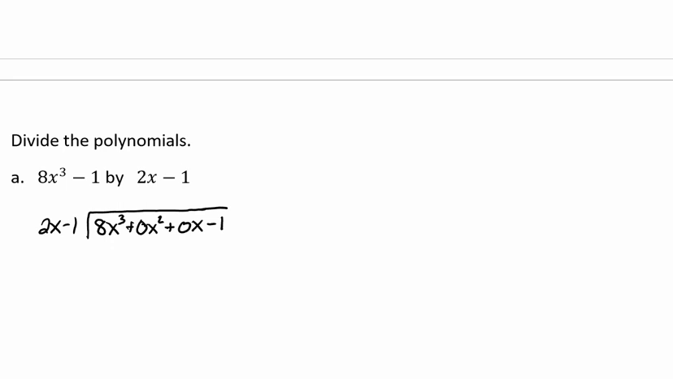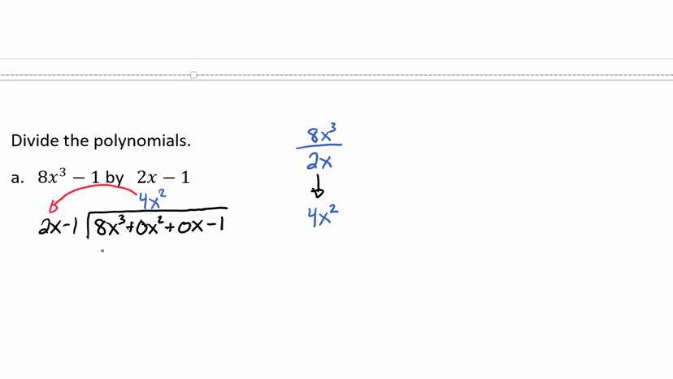So we're going to take our first thing, that's the 8x to the third, our leader. We're going to divide it by our lead term, which is the 2x. And that is going to give us a 4x squared. And so we're going to put that on top of our squared term. And then we're going to multiply. So when we multiply the 4x squared by the 2x, that gives us an 8x to the third.